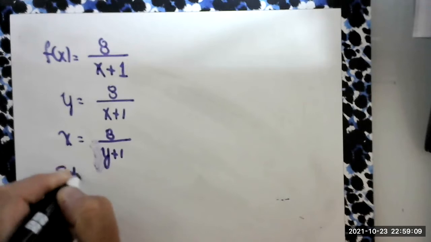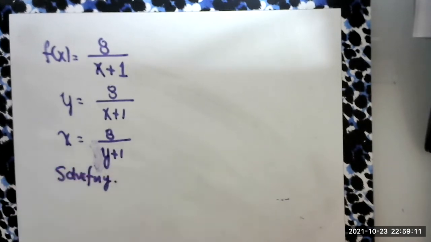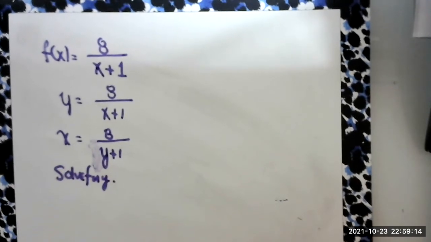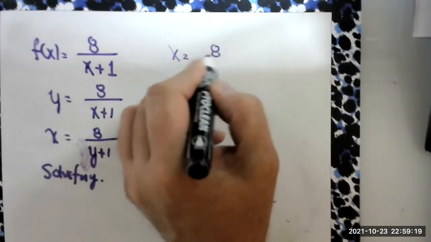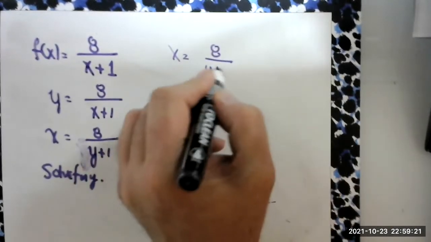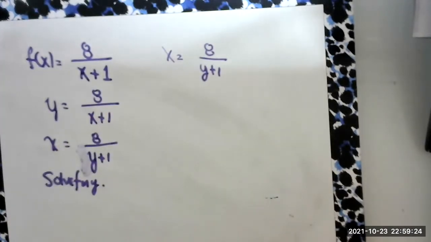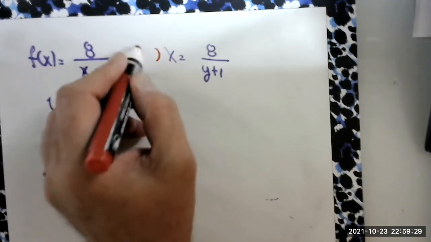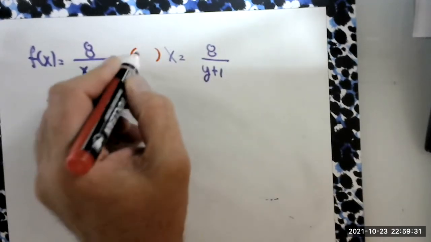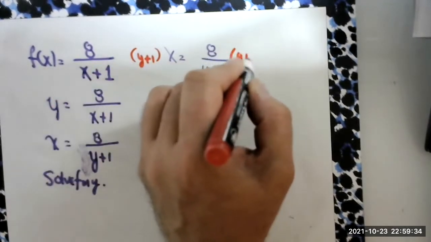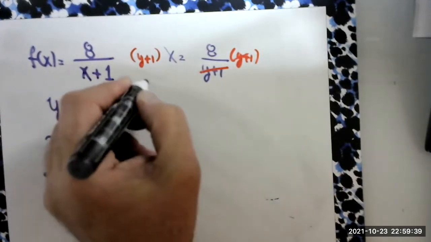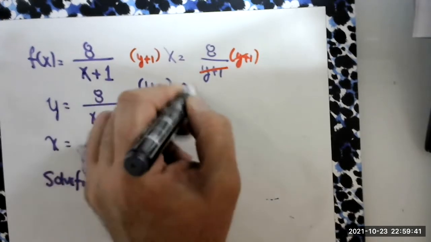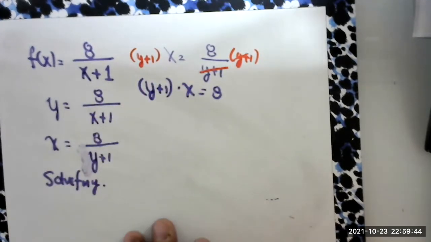And we simply solve for y. Okay, so now we need to solve for y in the equation x equals 8 over y plus 1. How do I solve for y in this one? It's a proportion. However, let's go ahead and multiply by the LCD, which is y plus 1. This over this, y. So my new equation will be (y plus 1) times x equals 8.